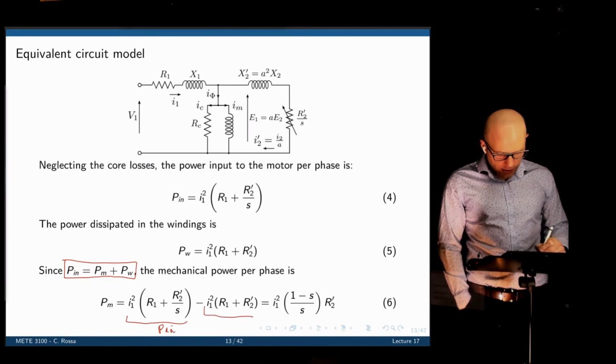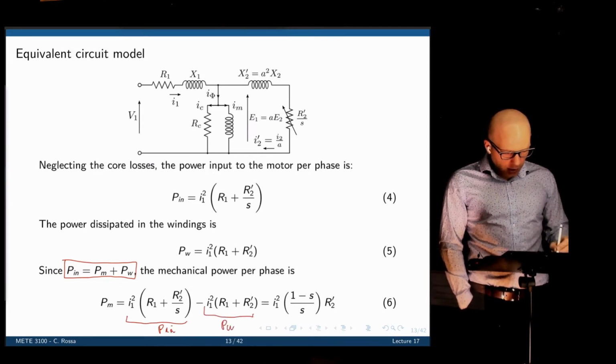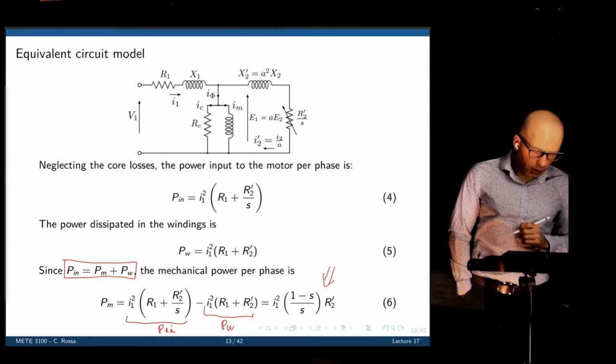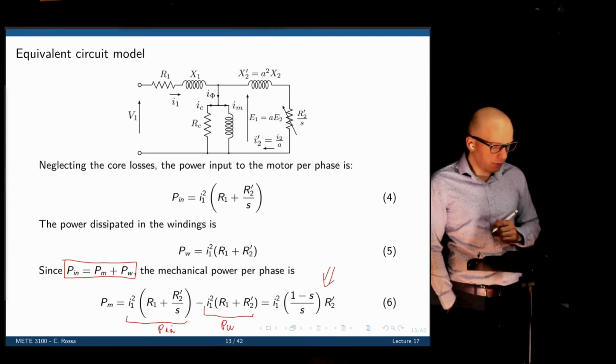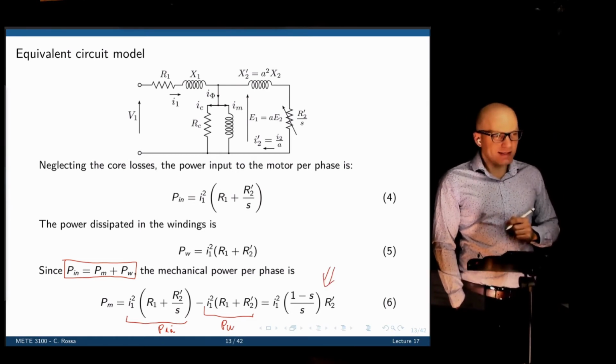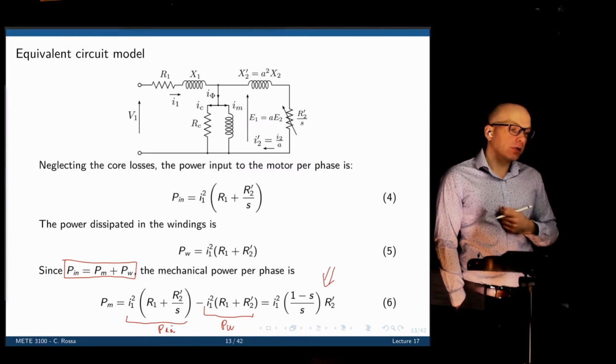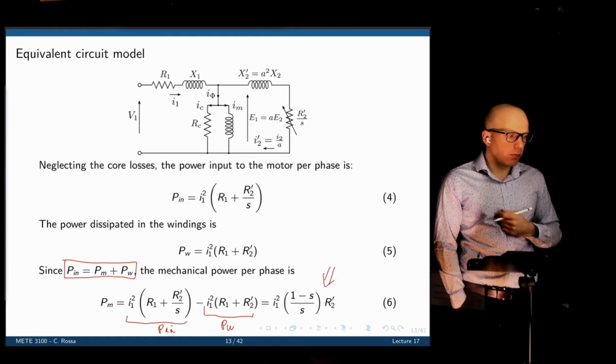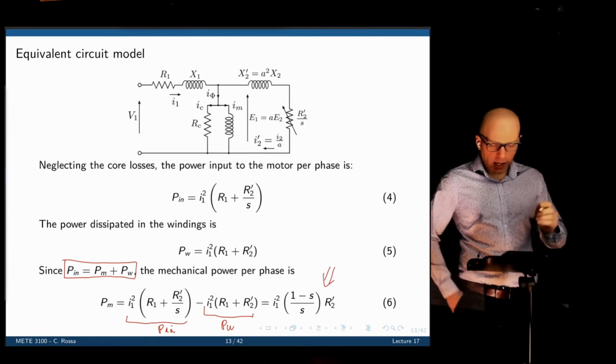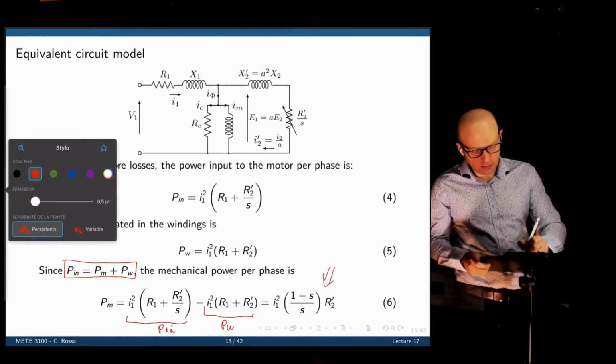Here we have the dissipated power. And if you solve for the equations there, this is what you get. This is the actual, useful part of the power that is transformed into mechanical power. Okay, so let's recap what happened to the energy flow.